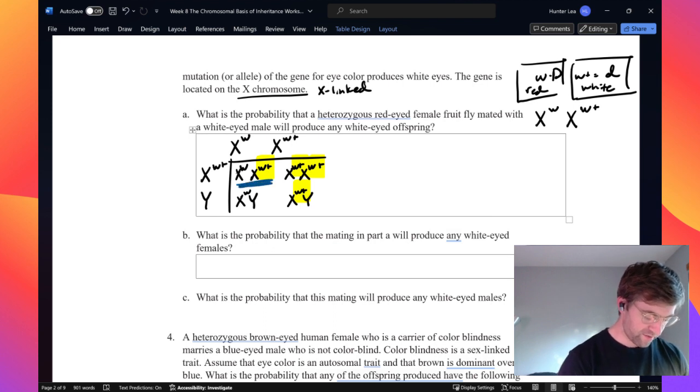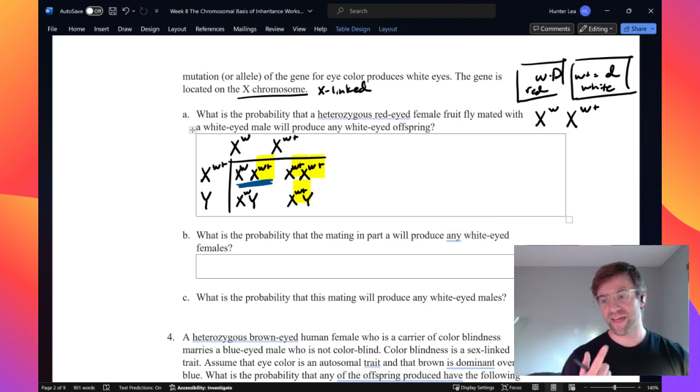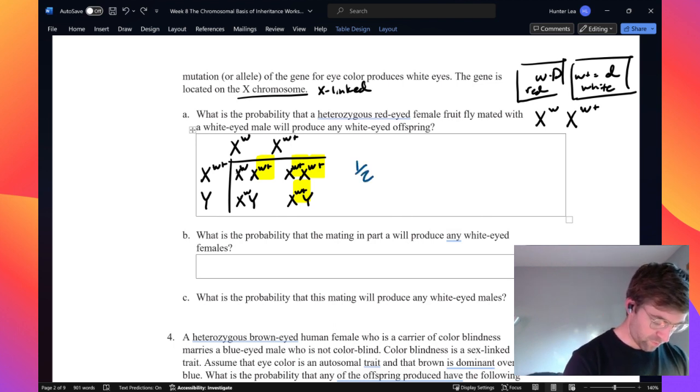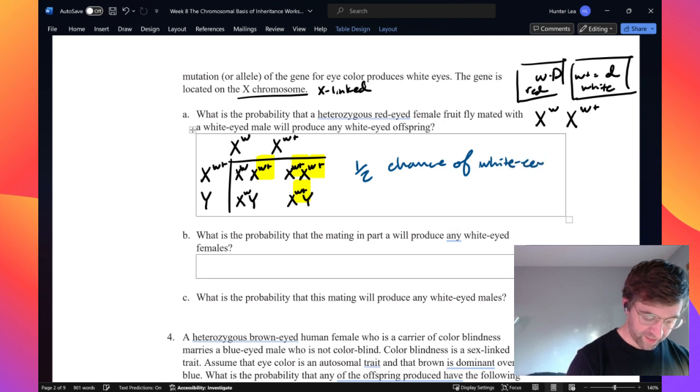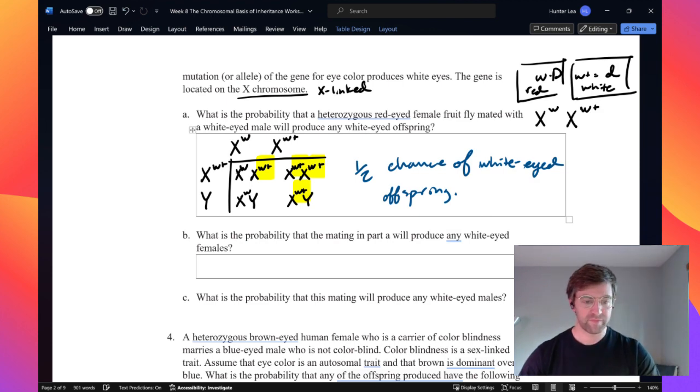But notice here, it's heterozygous recessive. So that gene is not going to get expressed. That particular female is going to have the dominant red eyes. So a 1/2 chance of white-eyed offspring. Cool.